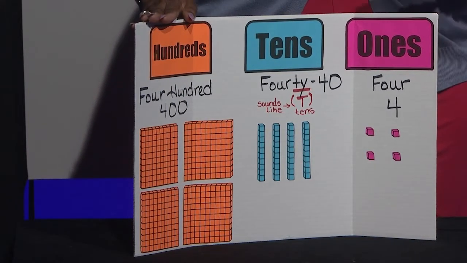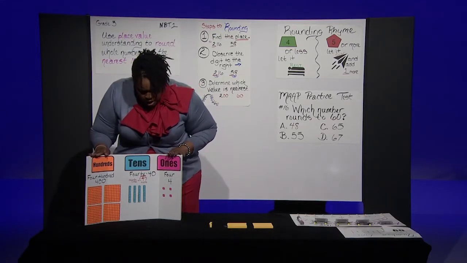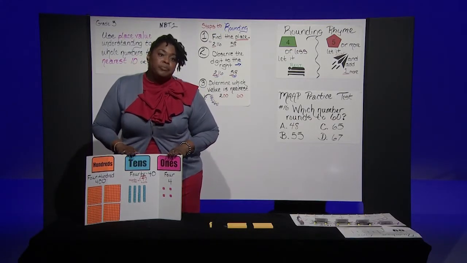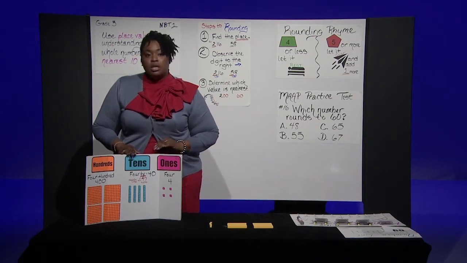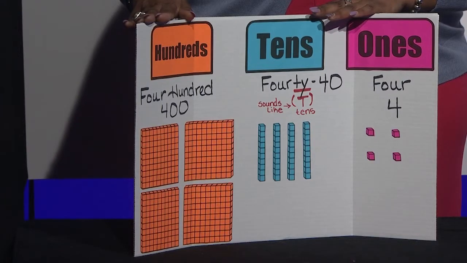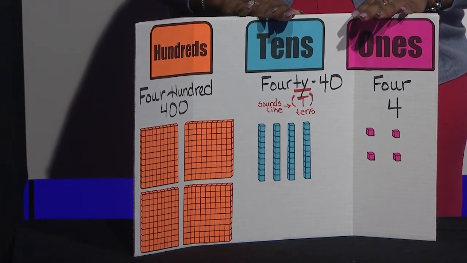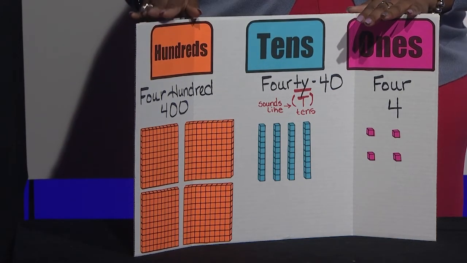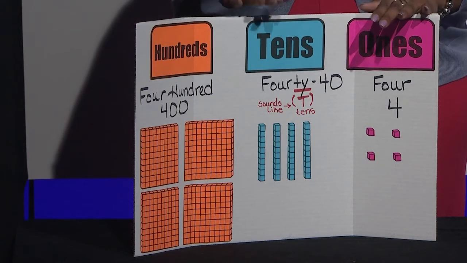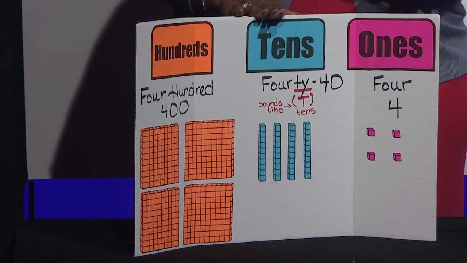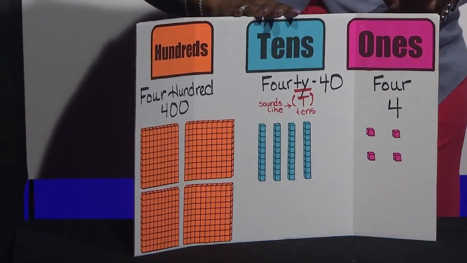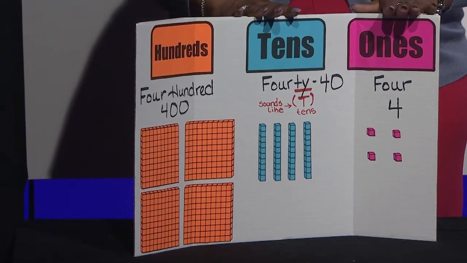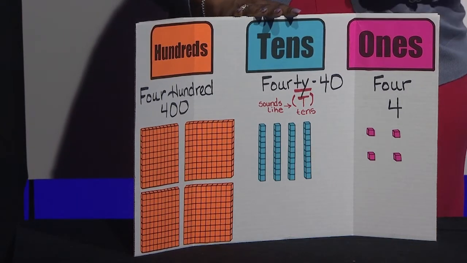So let's say it. 444. Say it again. 444. 400 tells me I'm in my hundreds place. 4t tells me I'm in my tens place. And of course, 4, just the number by itself, tells me I'm in my ones place.